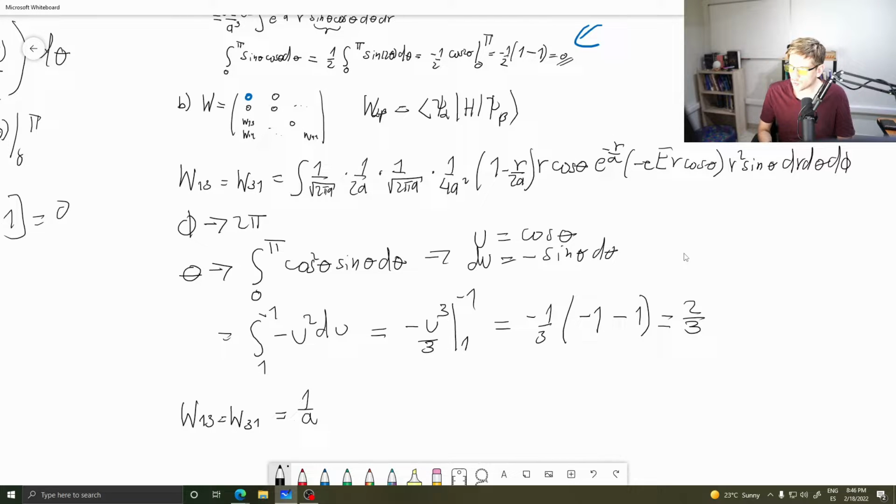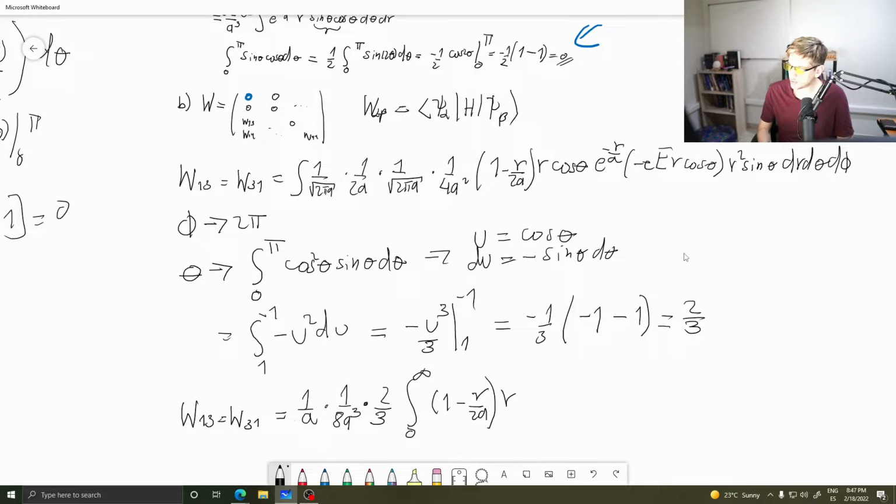Then we have 1 over 2a times 1 over 4a squared, so times 1 over 8a cubed. And that's it for constants, I believe. And now we have to, of course, multiply by 2/3 from the theta integral. And everything else we haven't solved yet. So the integral from 0 to infinity, the last remaining integral, of 1 minus r over 2a.